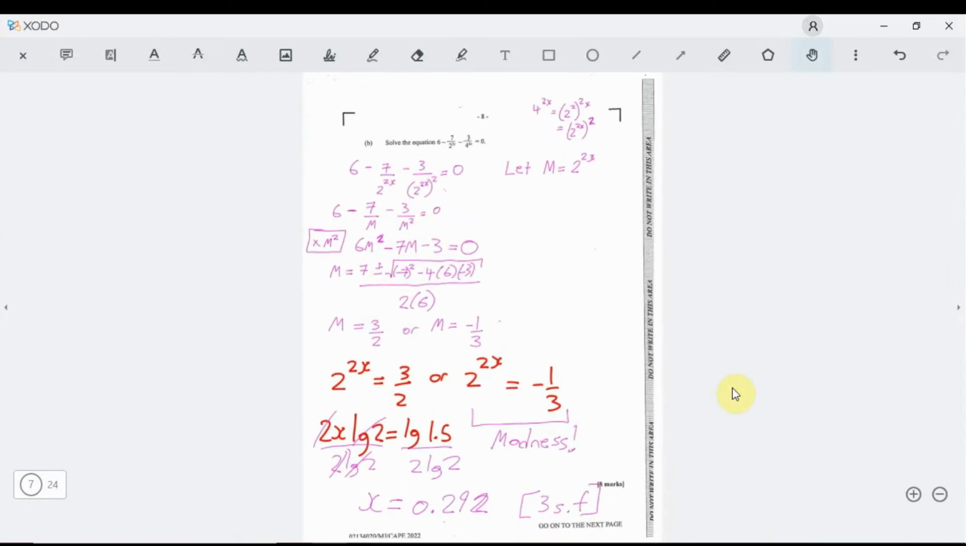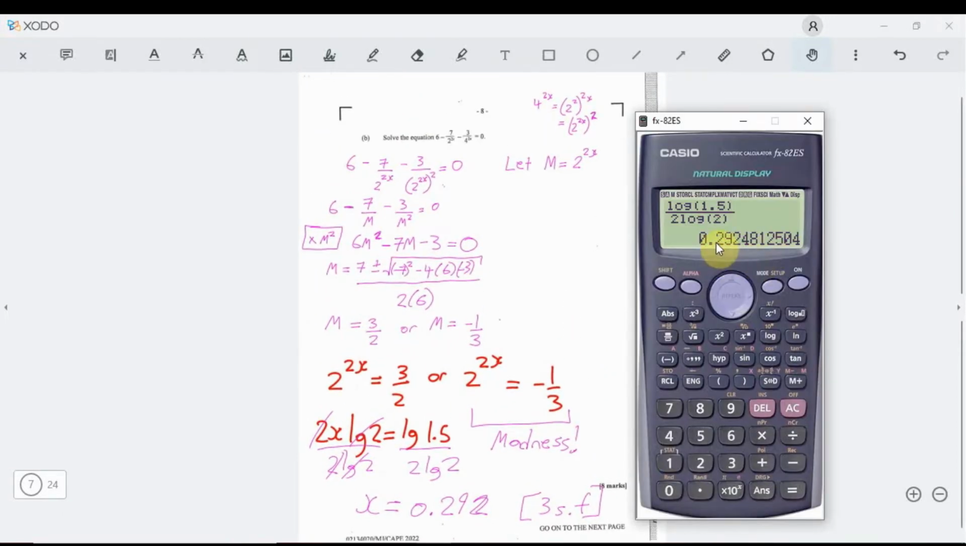Now, let's verify if this is true. So checking it, this is our answer, right? We need to put this in our calculator and get 0. So 6 minus fraction button, 7 over 2 raised to 2 times our answer, which is 0.292, minus fraction button, 3 over 4 raised to 2 times our answer. This should be giving us 0, so drum roll for me. Yes, we get our 0. So you see that the answer is correct.